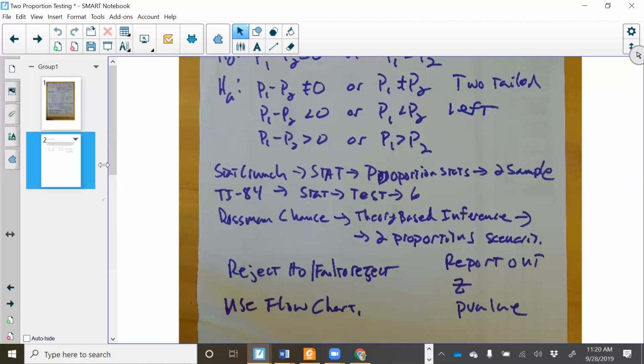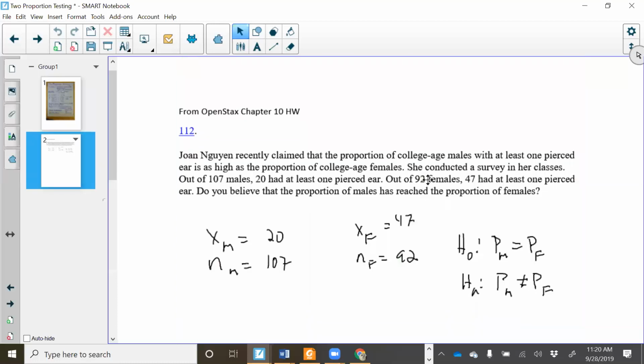So here's a problem from the OpenStax book. I unfortunately grabbed the online version, and it doesn't have page numbers, so it's question 112 out of the homework. One thing I asked myself is, who's Joan? How do you say her last name? She's one of the co-founders of LinkedIn. I had to Google that.